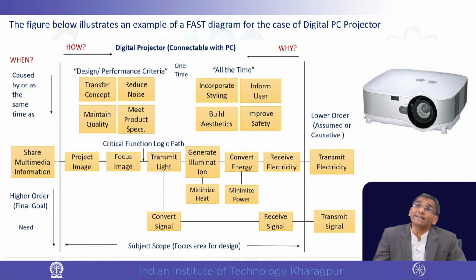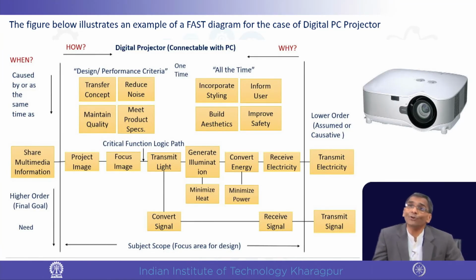Now see, concurrently, as I said, there are a couple of things happening. I will talk about it in detail later, but I would just draw your attention here. Here you see there are two things, minimize heat and minimize power. I will come back to that a little later, but now I will go on with generate illumination. How is the illumination generated? By converting energy. How is the energy being converted? By receiving electricity. So, the root thing is to plug in this machine, because electricity is required, so transmit electricity.